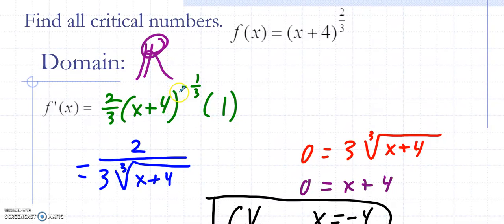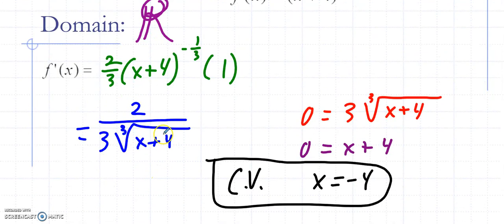Take the derivative, so I do my chain rule, so power x plus 4, -1/3, derivative of the inside. All right, then I just rewrote this a little bit so I can see what's the numerator, what's the denominator. Set each of those equal to 0, but since the numerator is just 2, I don't have to worry about that. That's nice. Set the denominator equal to 0, solve for x, and I get x equals -4. That's my critical value.